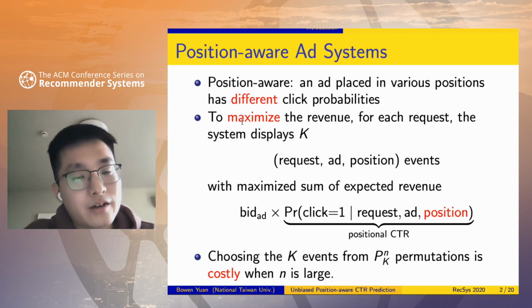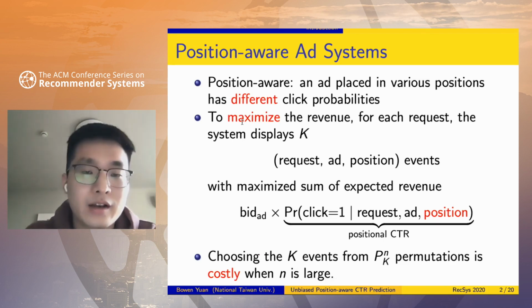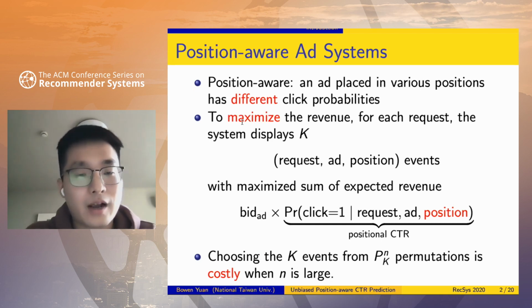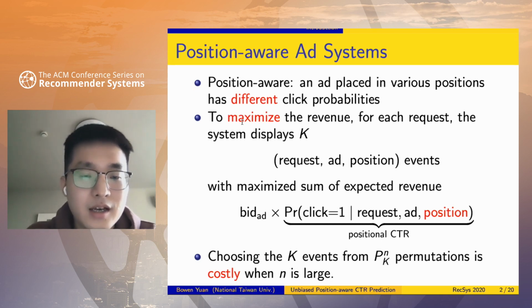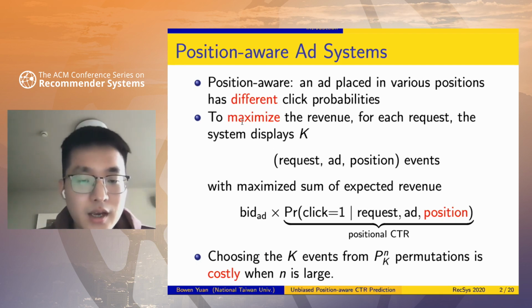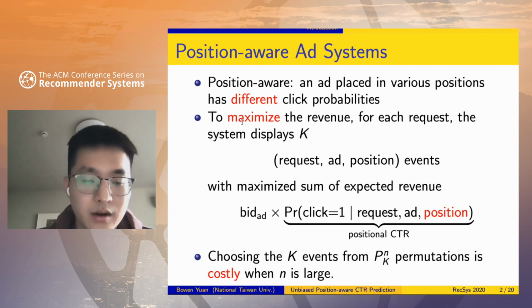In this work, we will consider the position-aware scenario. That is, an ad placed in various positions has a different click probability. To maximize the revenue for each request, the system displays k events with the maximum sum of expected revenue, which is computed from the bid of the ad. It is the price of the ad paid by the advertiser if the ad is clicked by users, and we multiply it by the click probability. The click probability is position dependent, so we call it positional CTR.